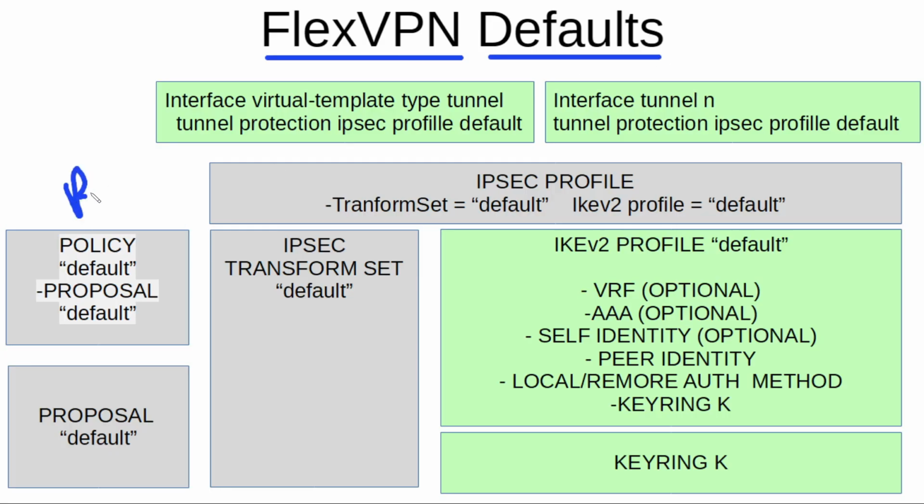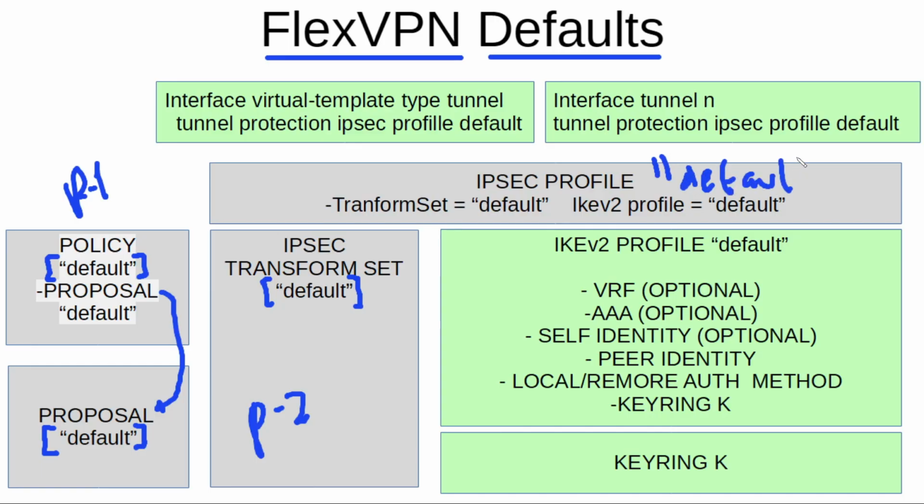The good news for FlexVPN is that there are many existing defaults. So for instance, for phase 1, you may choose not to configure any proposal at all because there is already one default proposal configured previously. You may choose not to configure a policy because there is a default policy already in place that uses the default proposal. For phase 2, you may choose not to configure any IPsec transform set because there is already a default transform set created.